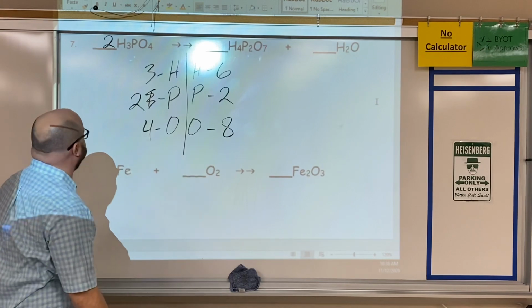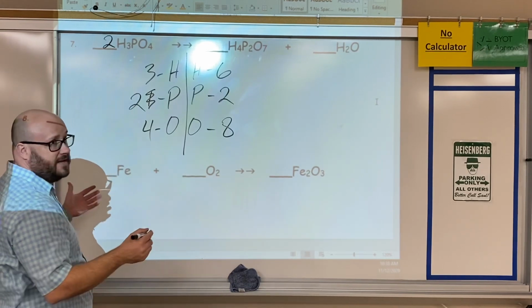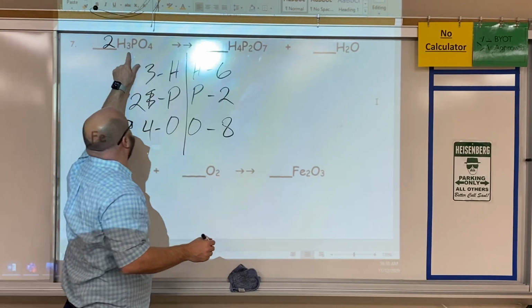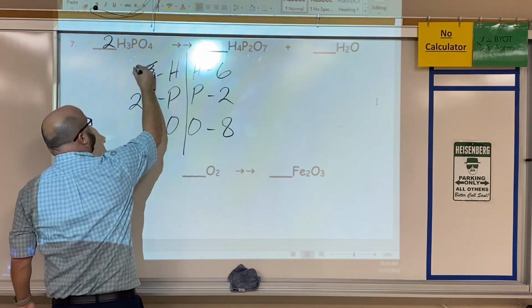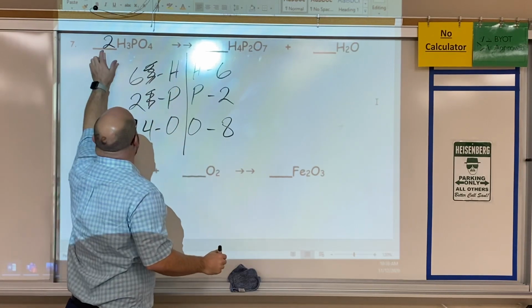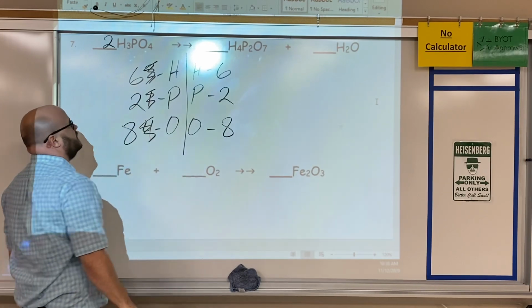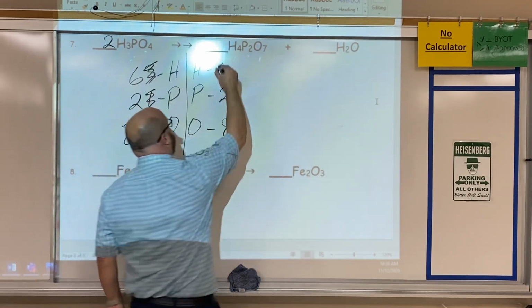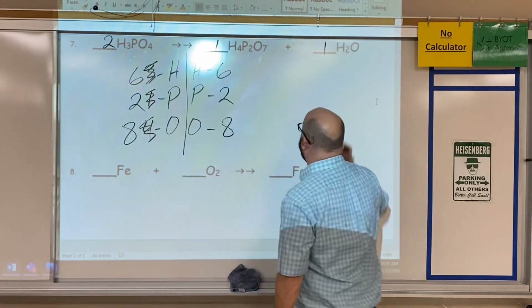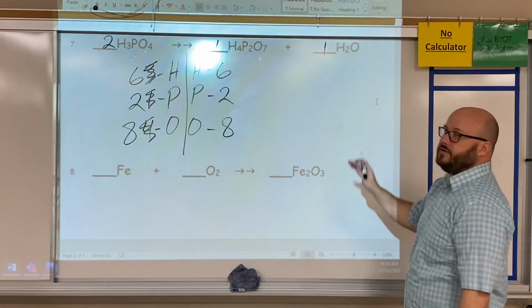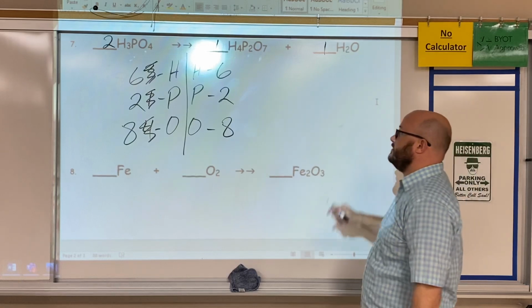2 in the coefficient. Now go back and update everything. 2 times 3 is 6 hydrogen. And then 2 times 4 is 8 oxygen. And your place markers. That was pretty lucky. You would never know with one move you could balance that equation by looking at it.